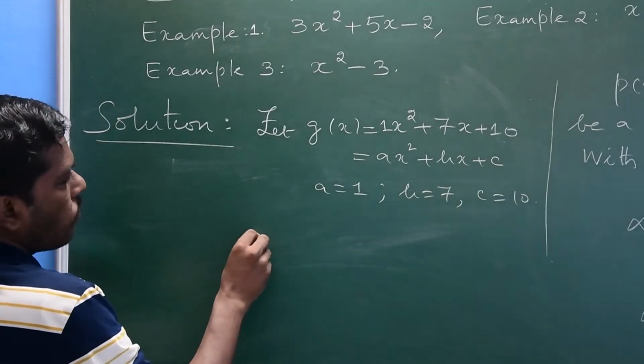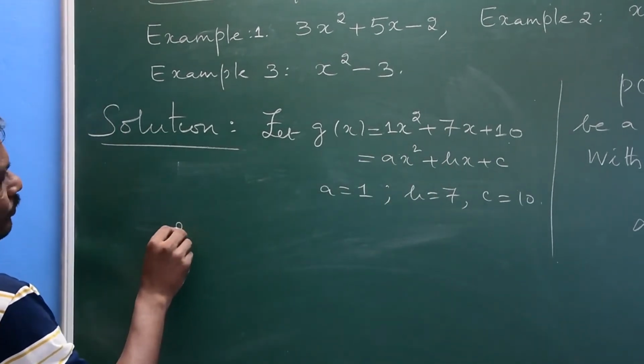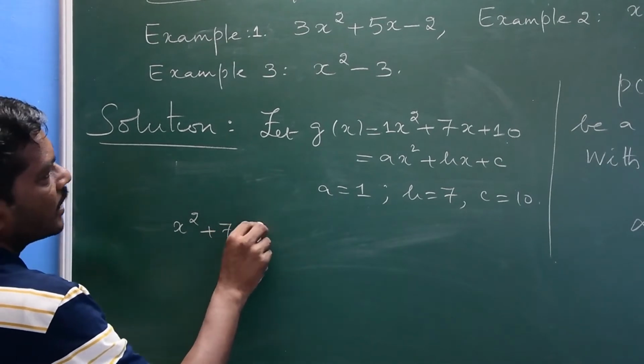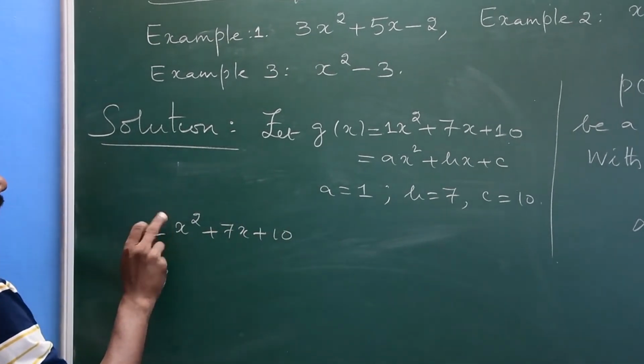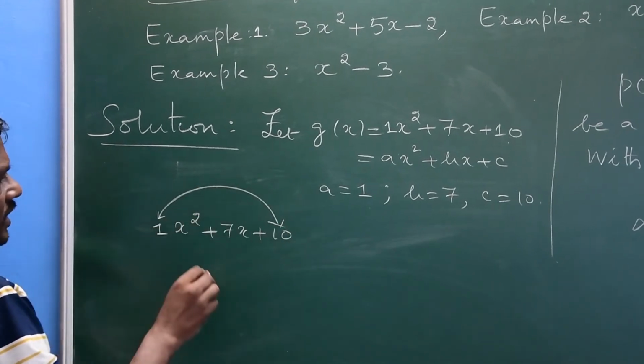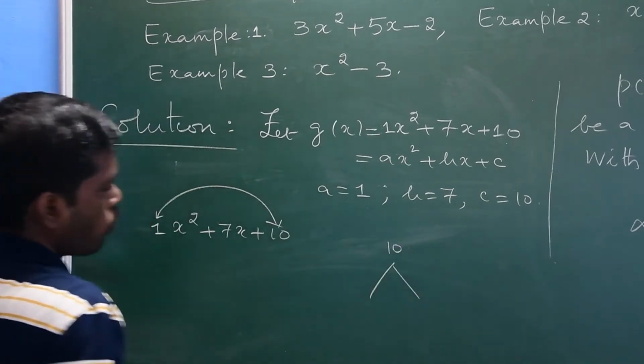Okay, so now let us find out the zeros of this polynomial. So x square plus 7x plus 10. The coefficient of x square is 1. When you multiply these two, what will you get? Product is 10.